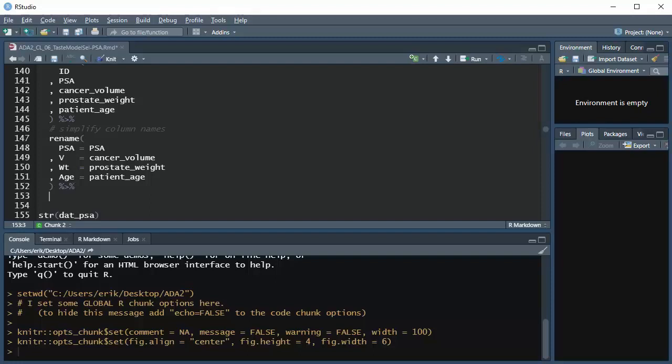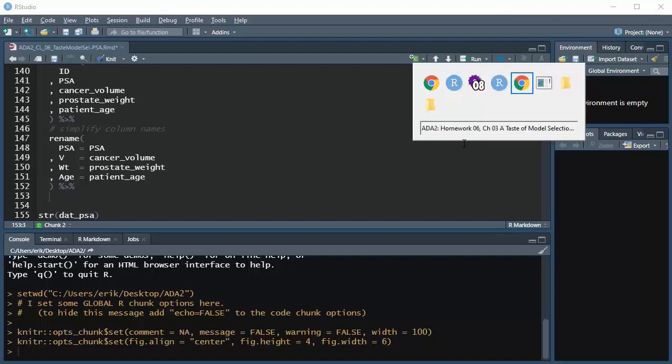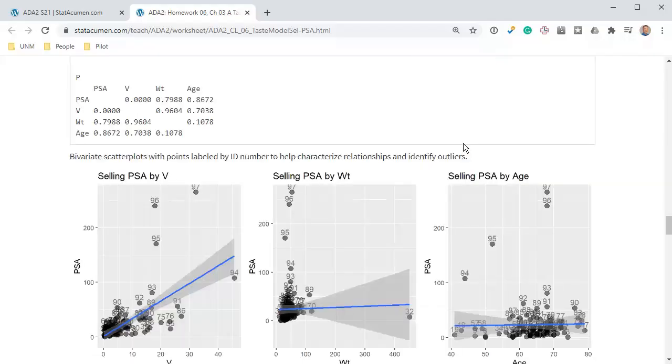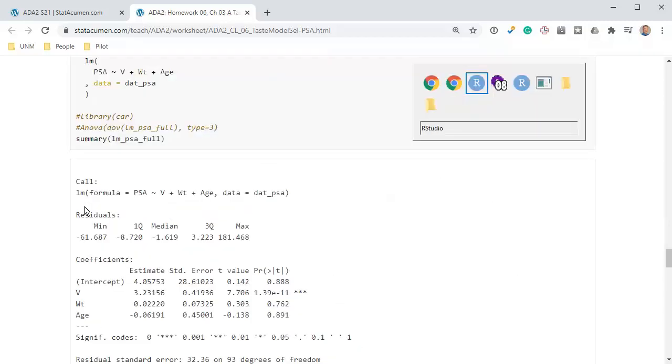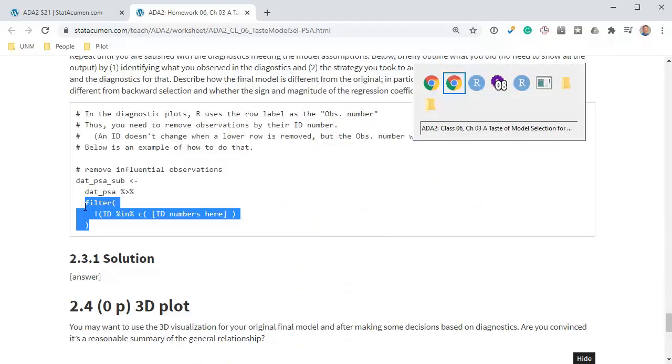All right, so first thing is a filter. We're going to filter and remove an observation. Now lower down on this assignment, actually, is it here? If I page down a bit, there is a command that says remove influential observations. So I'm going to grab this piece of code and bring it up top where we're making that edit.